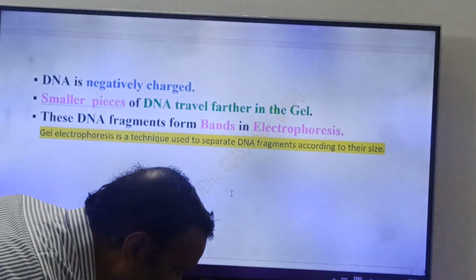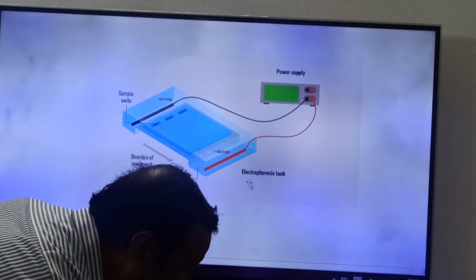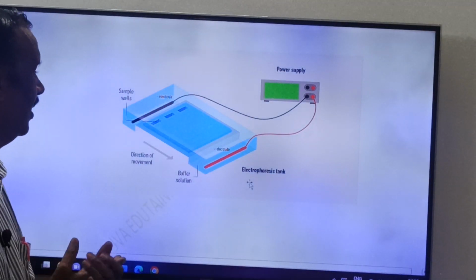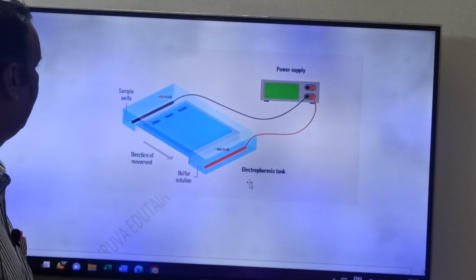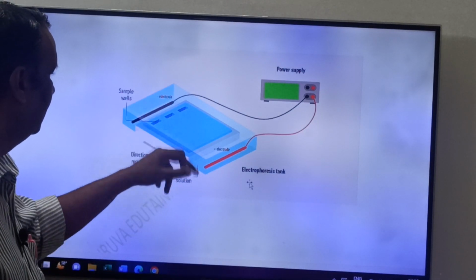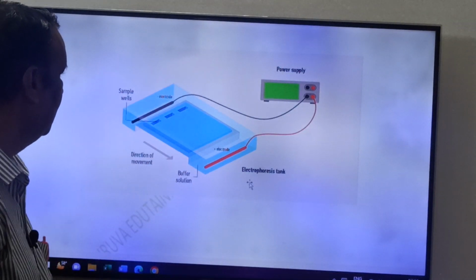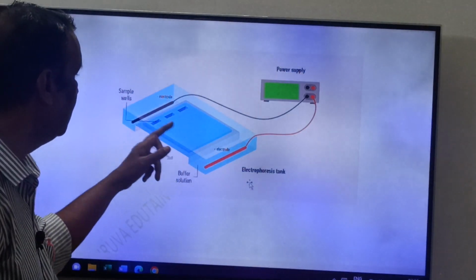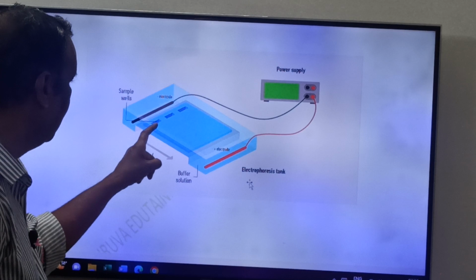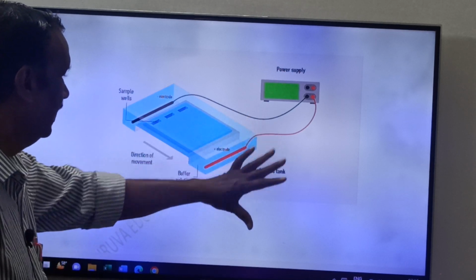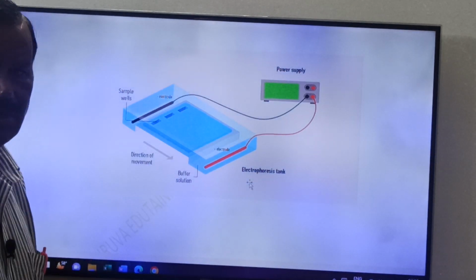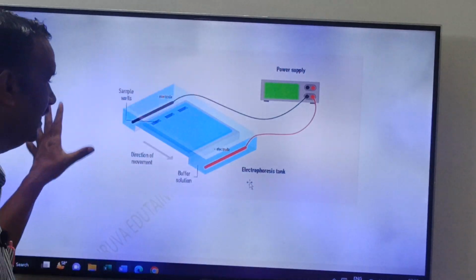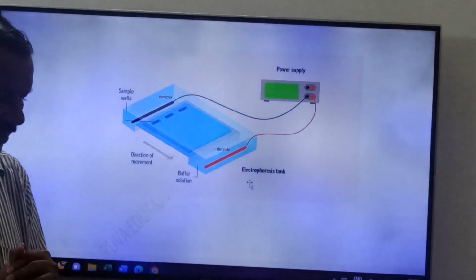Now see friends, here this is gel electrophoresis. This is a sample, this is positively charged, this is negatively charged. So here DNA shows negative charge, it moves towards the positive charge, friends. The sample forms bands. This is gel electrophoresis. Friends, please no need to draw this diagram in your IP test.